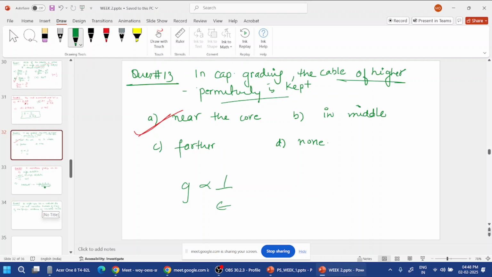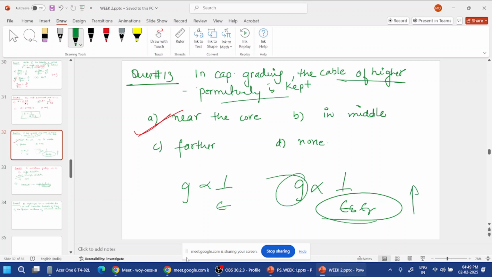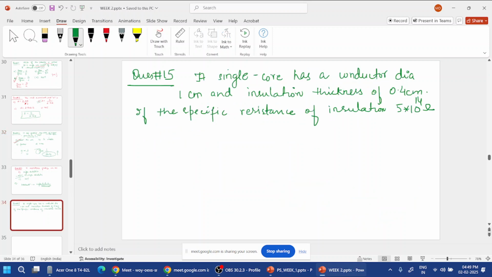The reason I have told you: in capacitance grading, the higher permittivity is kept near the core. The reason is that a cable of higher permittivity will have a lower stress, because G is directly proportional to 1 by epsilon r. If any cable has a higher permittivity, it has a lower stress. So that's why it is kept near the core. I thought you were asking something other than that. Is it okay for you?